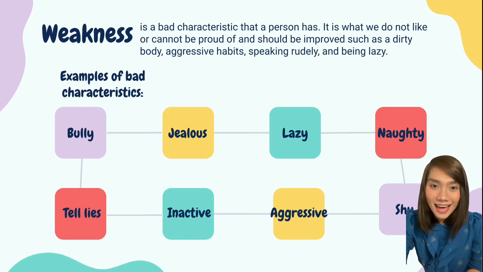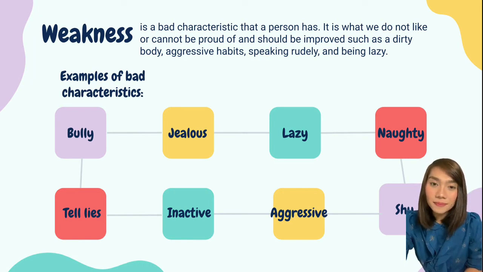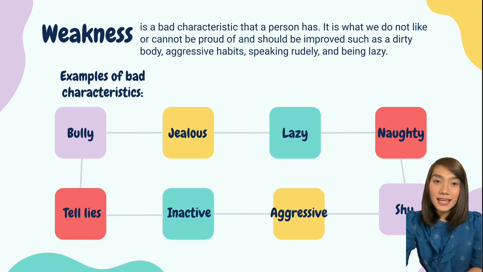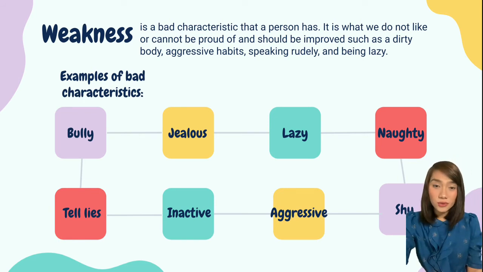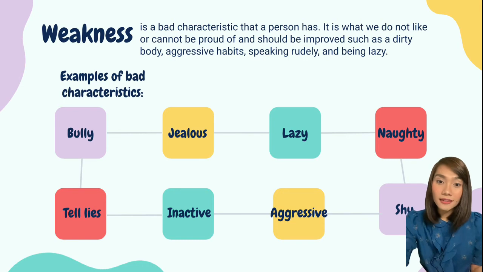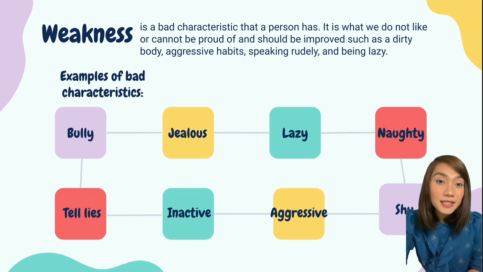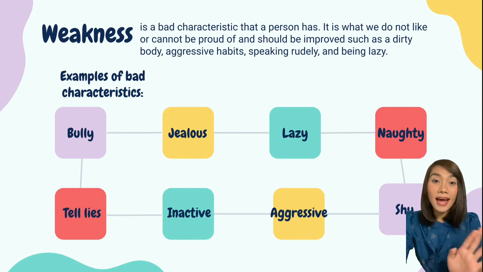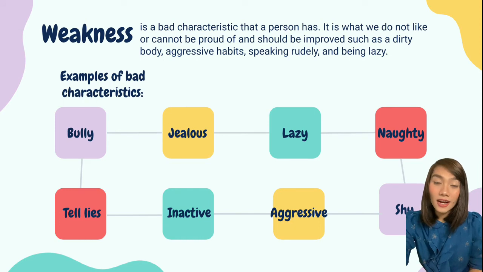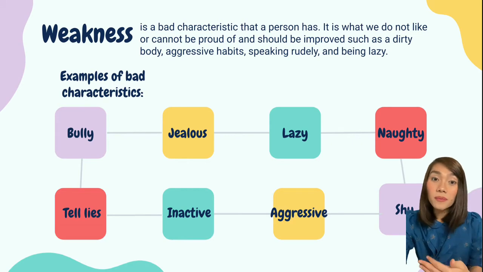Next would be telling lies. Telling lies is not good. That's why don't do it. Next would be inactive. As a student, it is important that you should be active all the time, especially when we have recitations and classes. Please be active all the time. Don't be inactive. Next would be aggressive. This is the kind of thing that we shouldn't possess as a student. Don't be aggressive towards your classmates or towards your teacher.